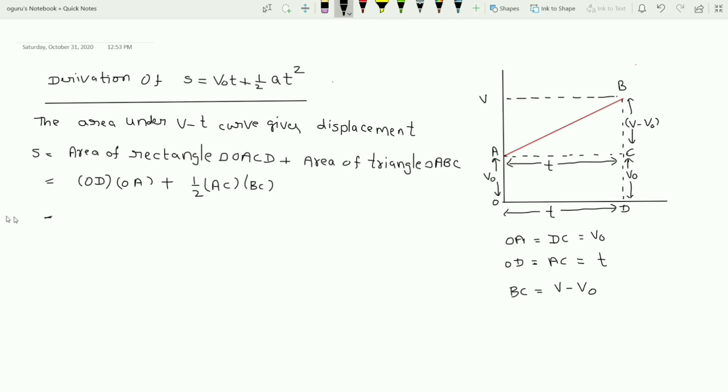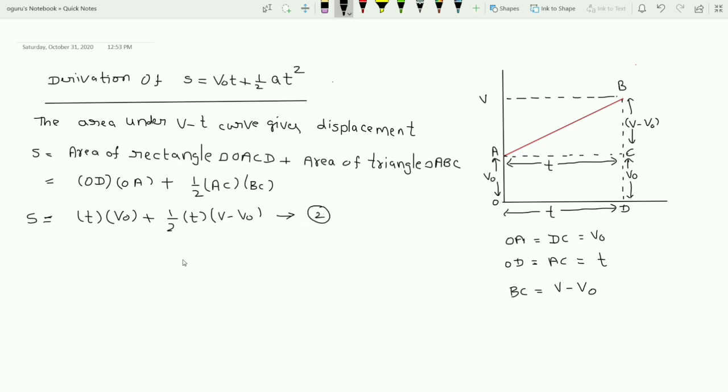And that is equal to, let us substitute the values we have already been given. The value of OD is T and the value of OA is V0. So S equals T into V0 plus half into the value of AC, which is T, into BC, which is V minus V0. So this is the displacement covered by the body, that is, the area under the VT curve. Let it be equation number 2.